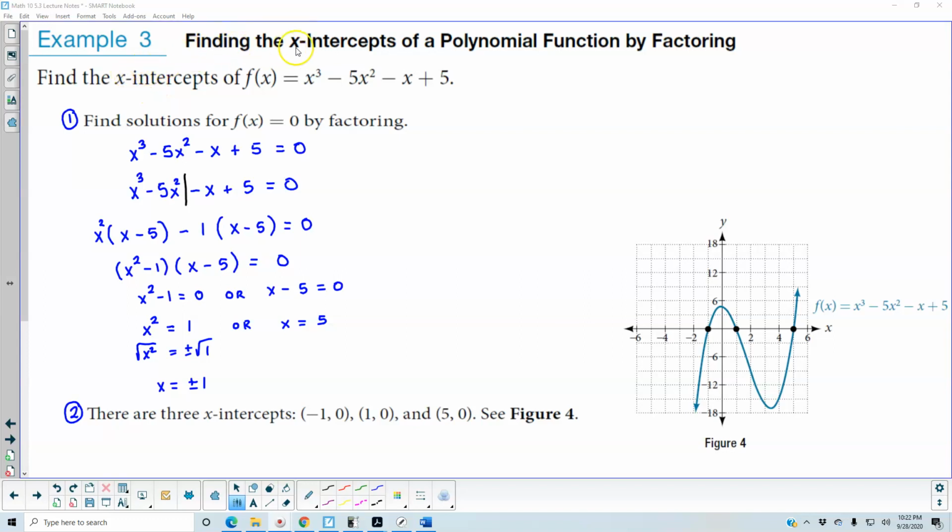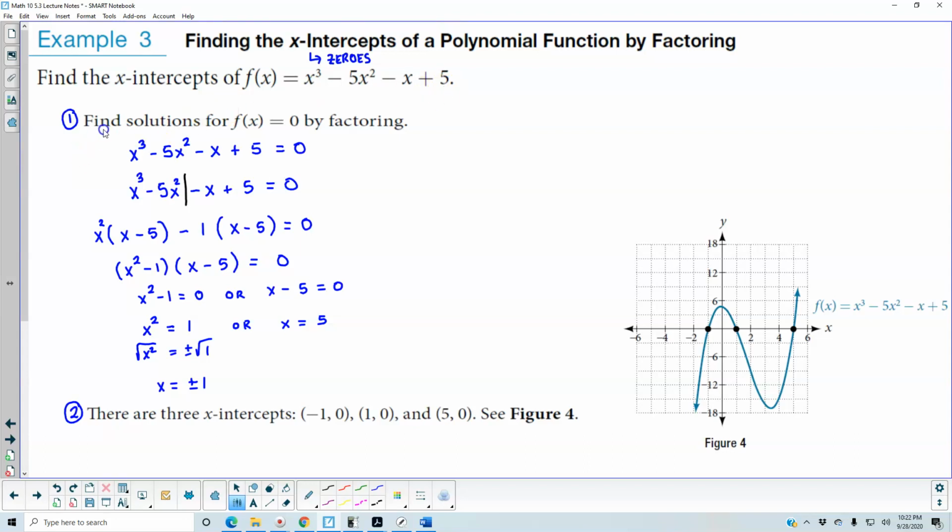Example 3, finding the x-intercepts of a polynomial function by factoring. Now, you may end up seeing that they may ask you to find the zeros of a function or the polynomial. And x-intercepts are the same thing as calling them zeros of a function. Now, finding the x-intercepts of f of x equals x cubed minus 5x squared minus x plus 5.